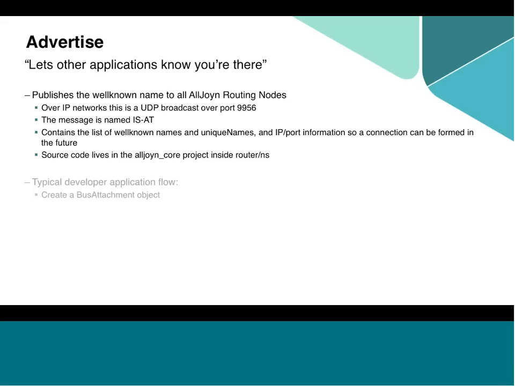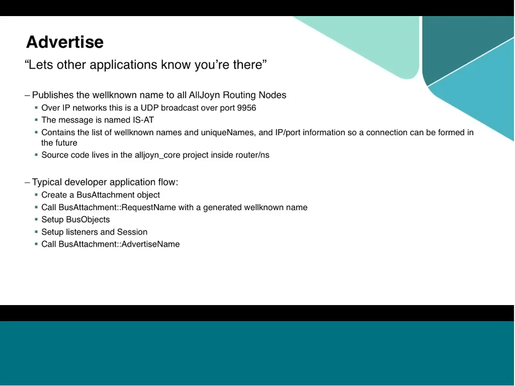So the typical flow as a developer, whether you're building a service or an application, you're making use of the AllJoyn APIs. You first create your bus attachment. You call that connect method. You ask AllJoyn to hold on to your well-known name. And then you set up the objects that you want to have your APIs exposed.